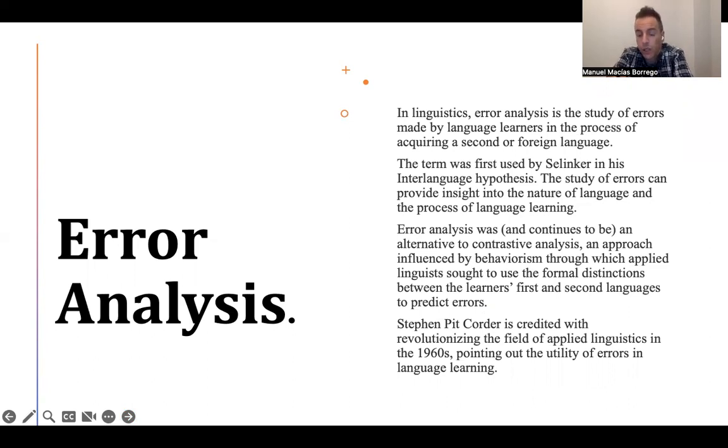Error analysis was and continues to be an alternative to contrastive analysis, an approach influenced by behaviorism through which applied linguistics sought to use the formal distinctions between learners' first and second languages to predict errors. Stephen Pit Corder is credited with revolutionizing the field of applied linguistics in the 1960s by pointing out the utility of errors in language learning.